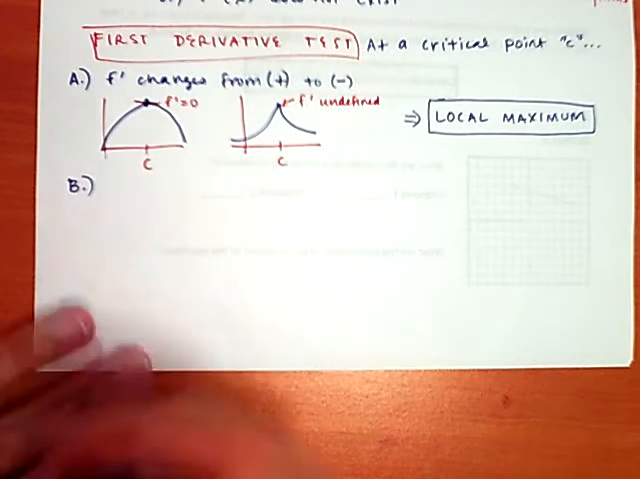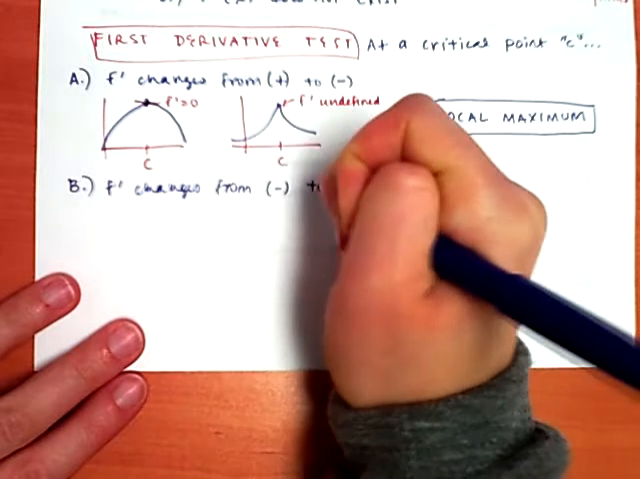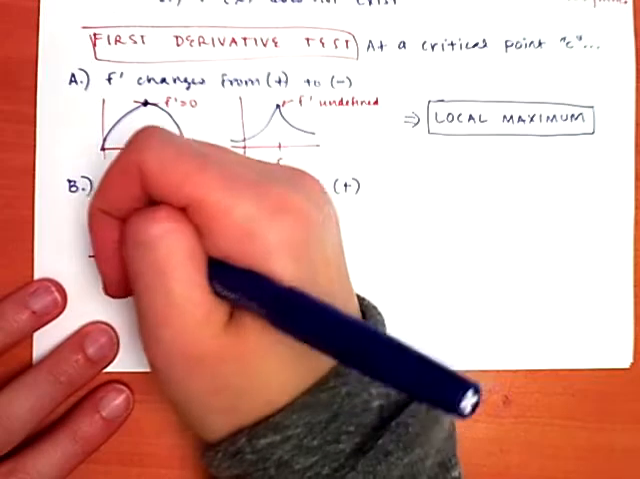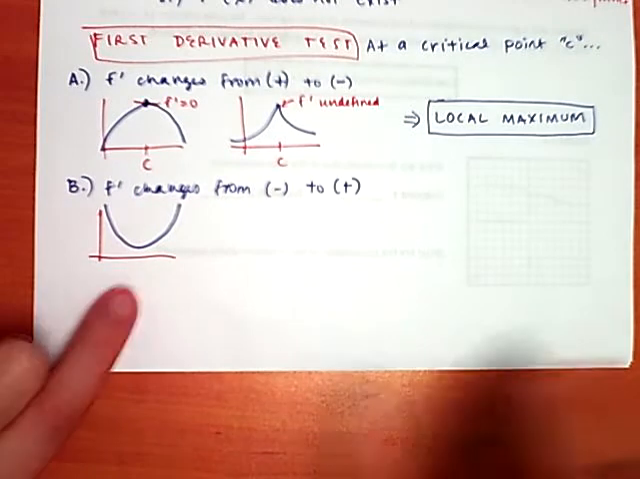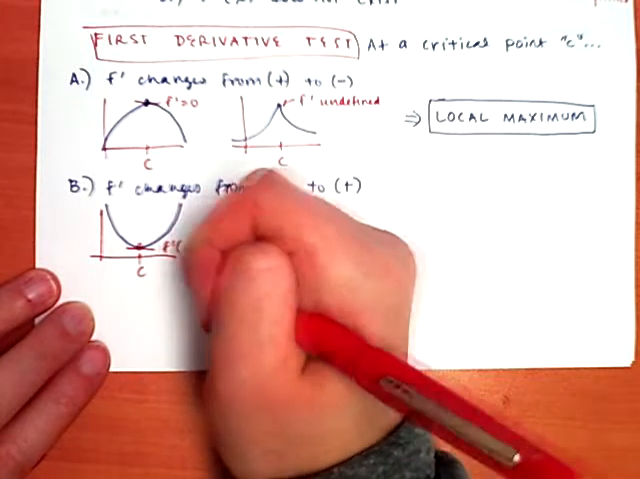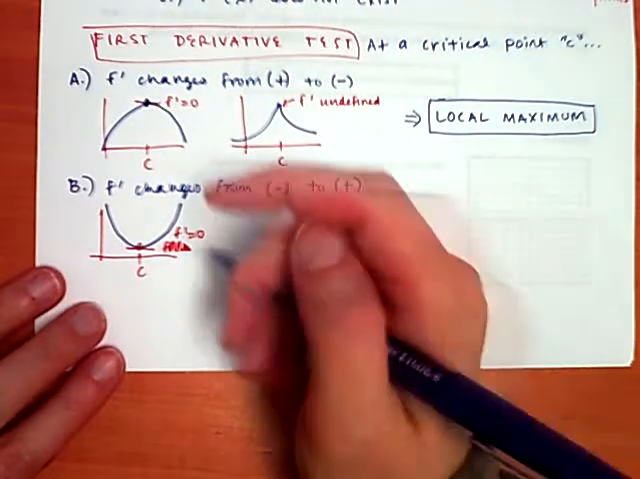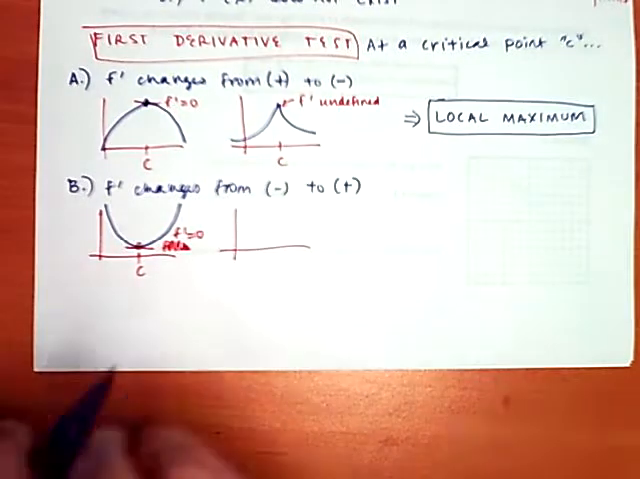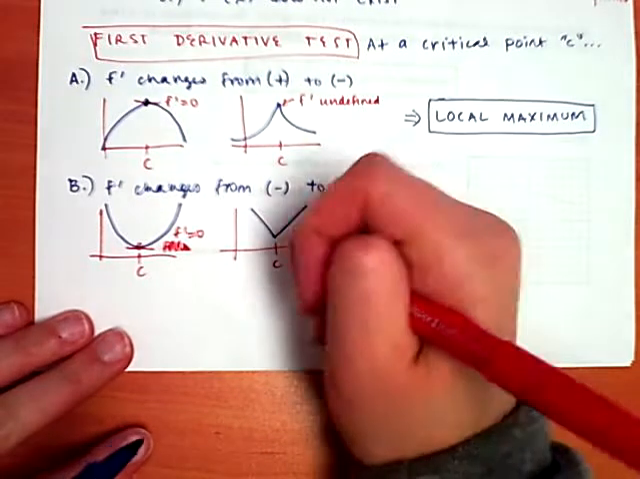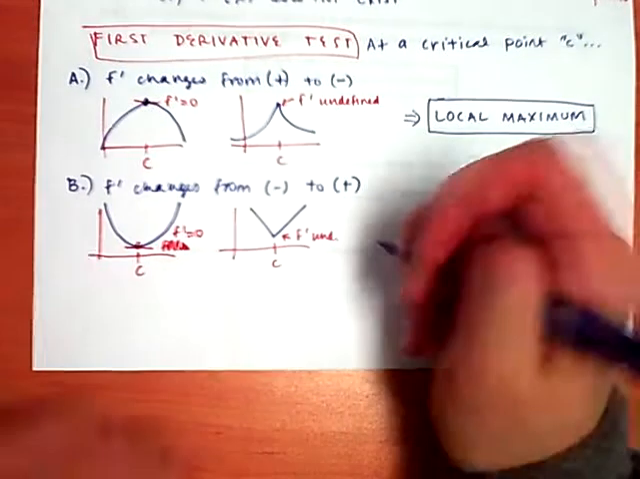So the next thing would be that f prime changes from negative to positive. Graphically, if its derivative value is 0 at that point, it's going to look like this. And if it's not differentiable there, then maybe it has a V corner or something like that. Both of these cases are going to give us a local minimum.